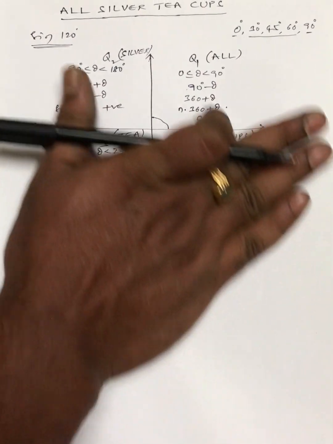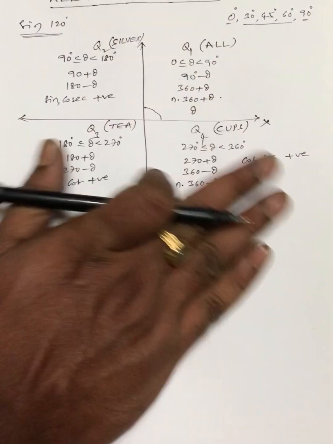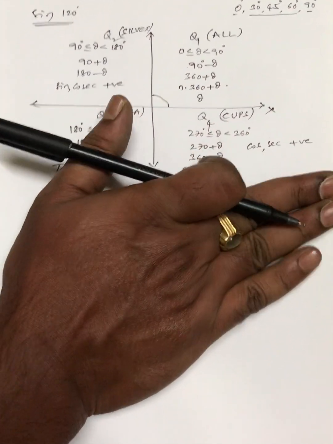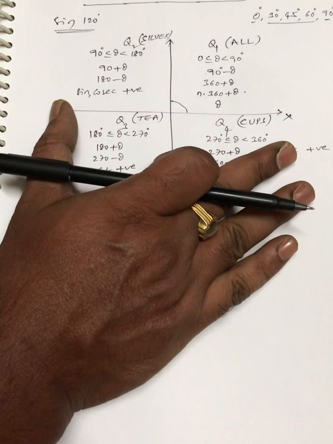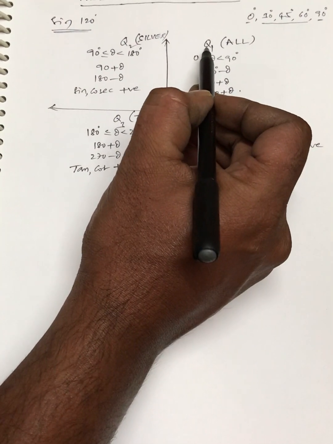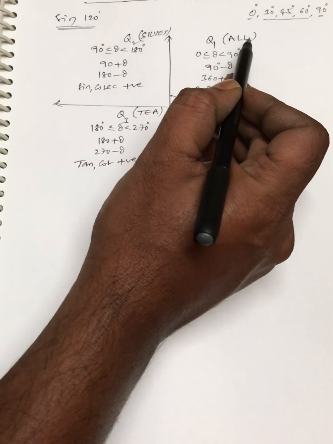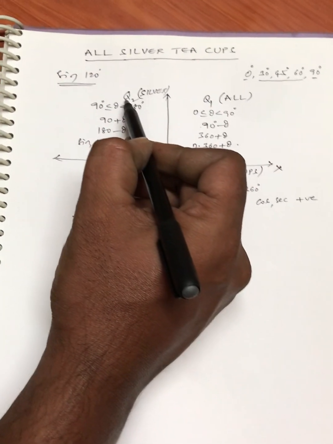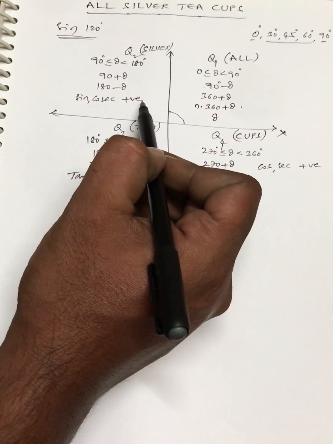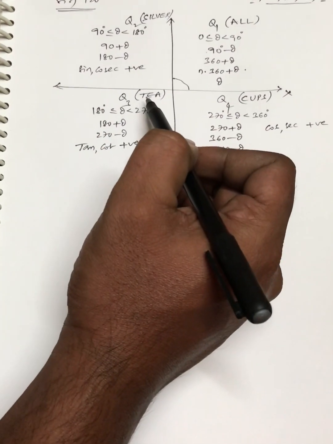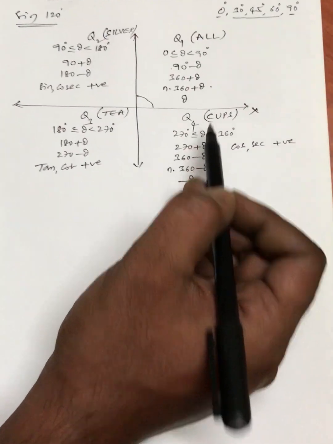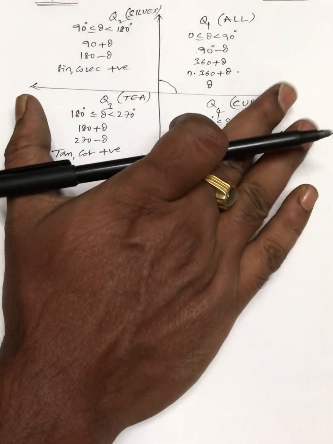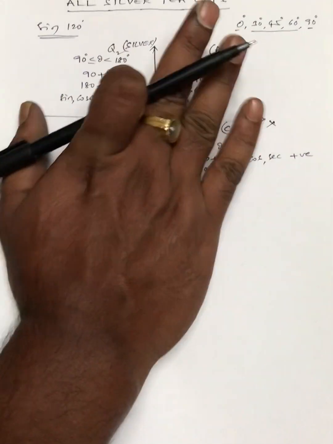Okay. So finally, what I am saying here, in "all silver teacups", the first step is which ratios are positive in the quadrants. In the first quadrant, all the ratios are positive. In the second quadrant, sine and cosecant are positive. In the third quadrant, tan and cot are positive. In the fourth quadrant, cos and secant are positive. This is the first step we have to remember.